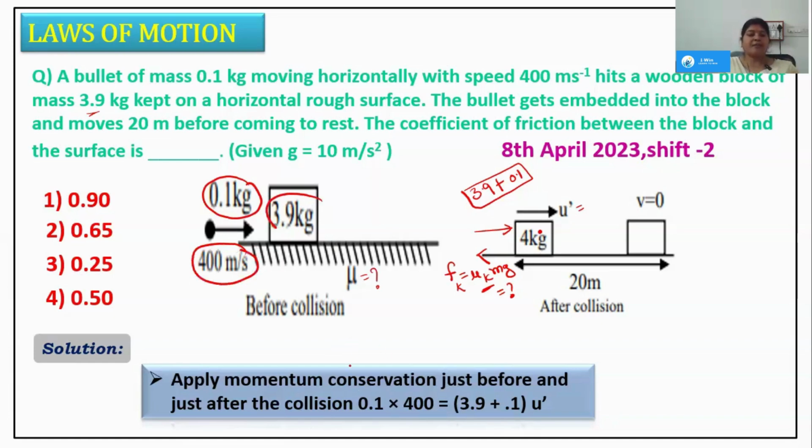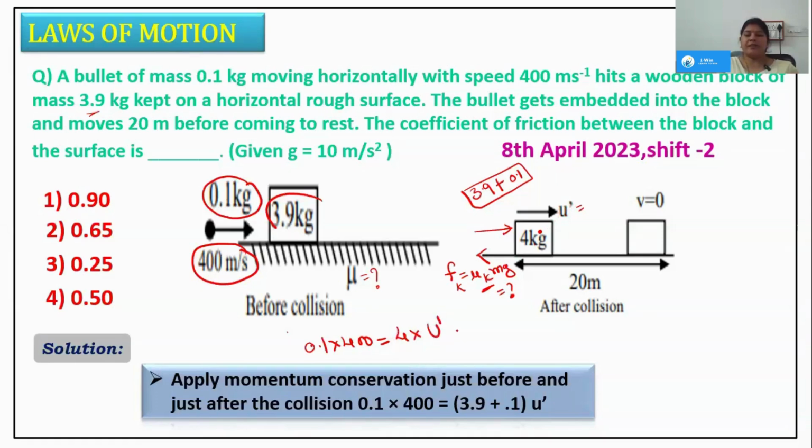So what is conservation of momentum? Before collision total momentum is equal to after collision total momentum. Before collision, mass 0.1 into velocity 400 meters per second is equal to after collision, 3.9 plus 0.1 means 4 kg, right? 4 into, I don't know the velocity, I take it as u dash.